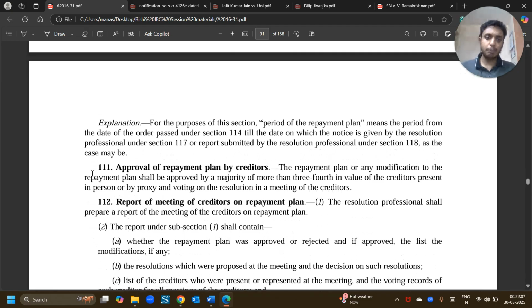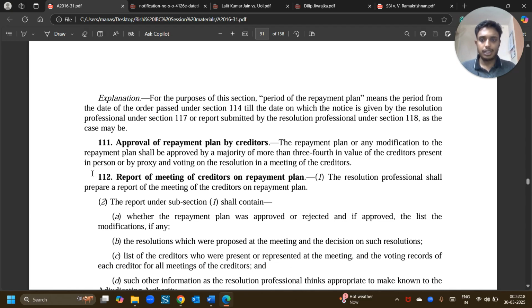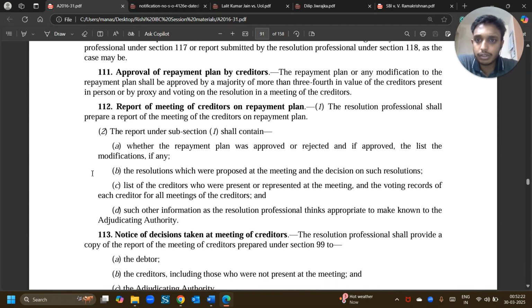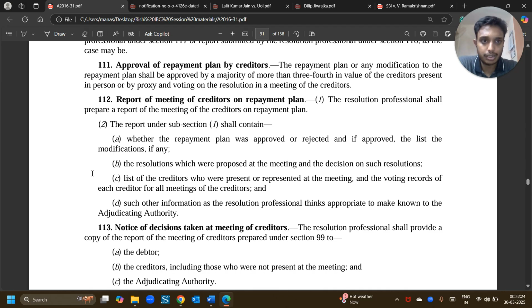Explanation clarifies what the period of repayment plan means. It basically is the period from the date of the order passed under section 114 till the date on which the notice is given by the RP under 117 or the report submitted by the RP under 118, as the case may be, which we shall see subsequently. Section 111 deals with approval of the repayment plan by the creditors.